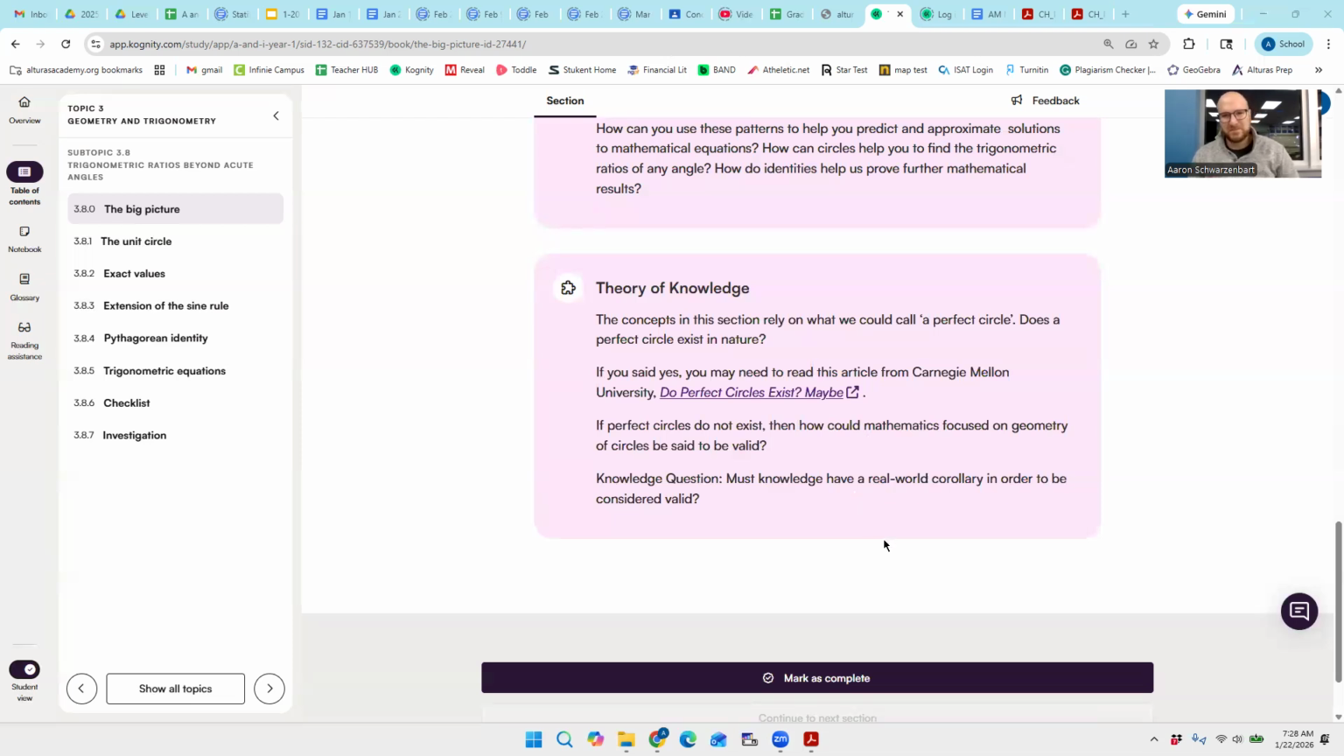Knowledge question: must knowledge have a real world corollary in order to be valid knowledge? An interesting question to think about and debate.